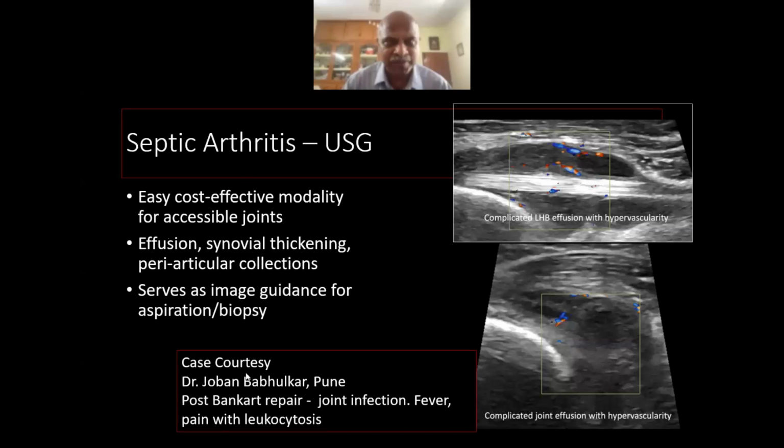So this is a case that has been lent to me by my colleague, Dr. Joban Babulkar from Pune itself, who's also an MSS member. This is a patient with post-Bankart repair joint infection presented with fever, pain, and leukocytosis. What you can see is a complex joint effusion, a lot of synovial hypertrophy with hypervascularity.